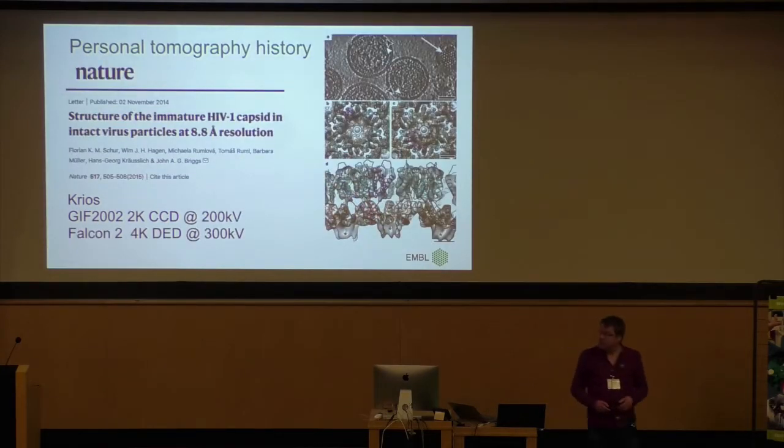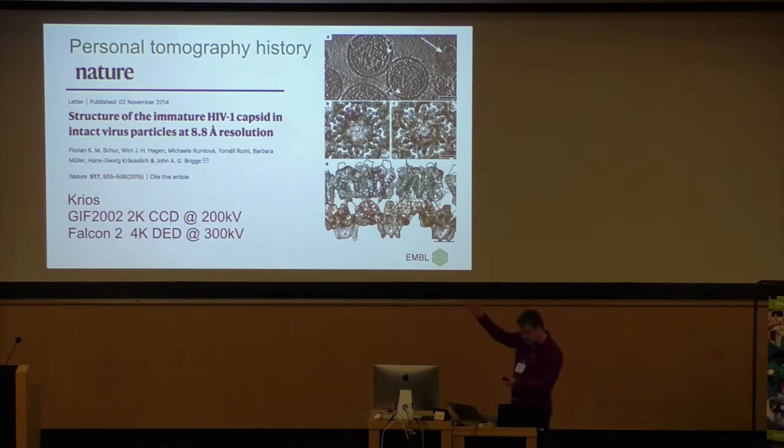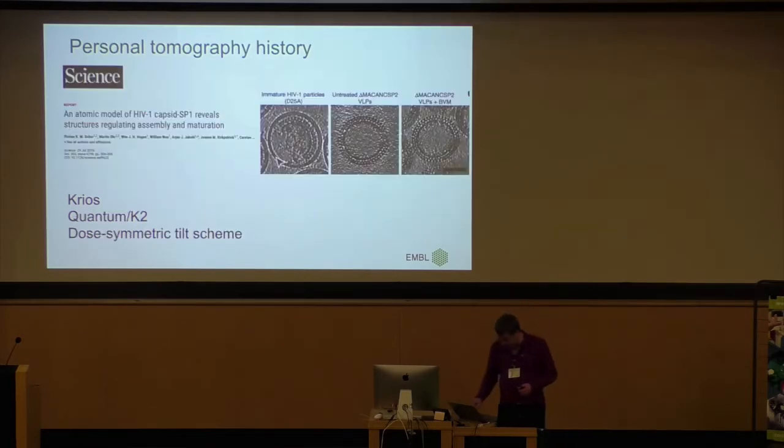Then we got the first direct detector and decided, okay, we want to try it. It was a Falcon 2. So there was a paper where there were two structures, and we used both these combinations. So we used GIF at 200 kV and Falcon 2 at 300 kV. And you basically got more or less the same result. So an energy filter definitely helps, but here, the direct detector without the energy filter was the same as the CCD with an energy filter at 200 kV.